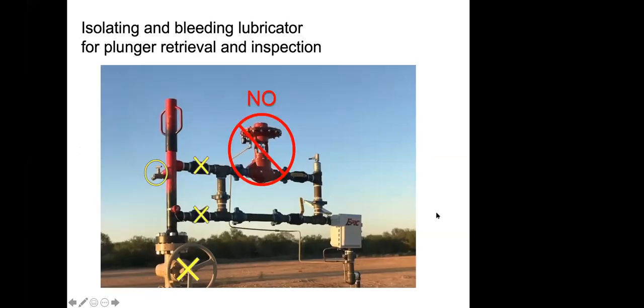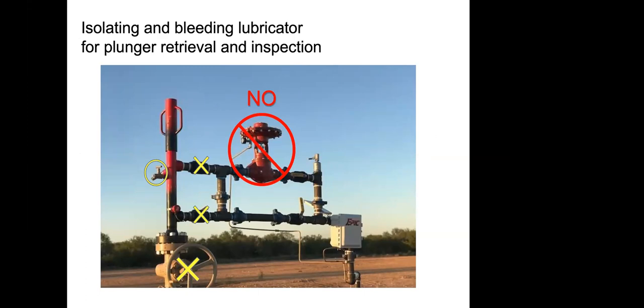Okay, so when we're maintaining a plunger, the thing we do more often than not is we're checking the plunger. So there's a big safety consideration when you're checking these plungers. So one is catching the plunger, isolating the lubricator, and bleeding it down so that you can safely retrieve that plunger or launch the plunger.